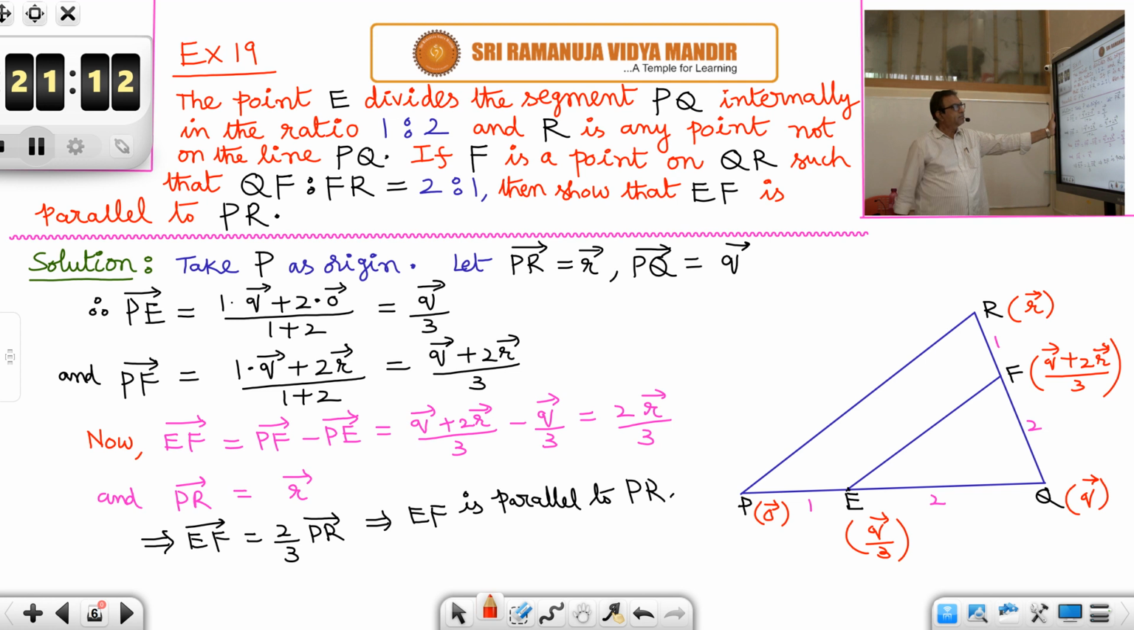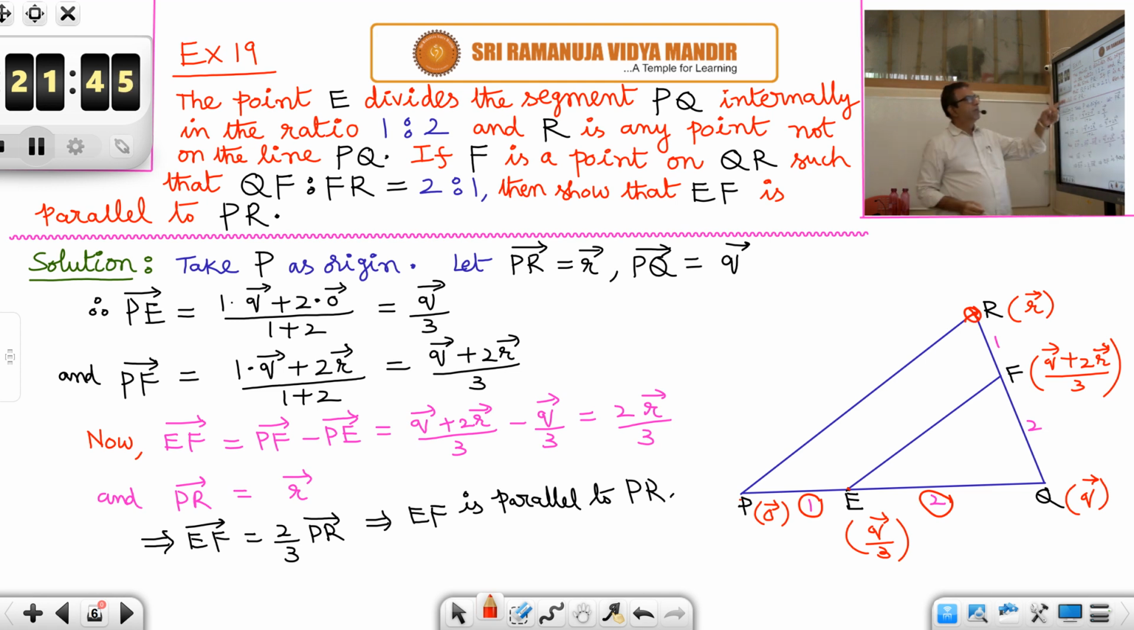The point E divides the segment. See the diagram. The point E divides the segment PQ internally in the ratio 1:2. So I have marked 1:2. E divides PQ in the ratio 1:2. Okay. R is any point. So I have taken any point somewhere else. R is any point not on the line PQ. So we have taken it somewhere else, not on the line PQ.